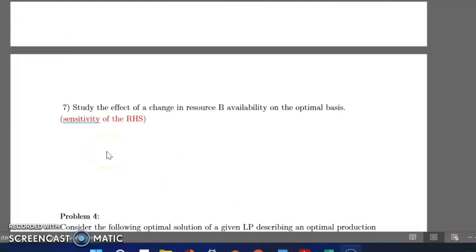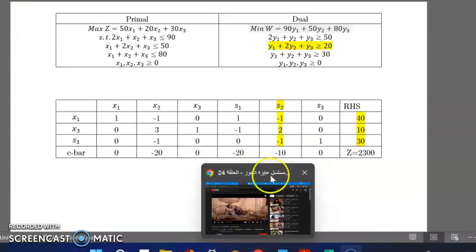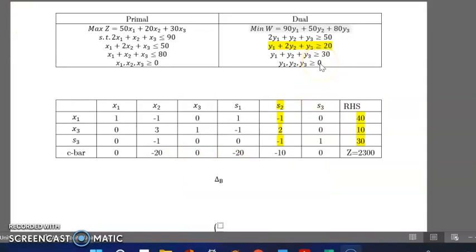Okay, now for the last question, we're going to study the effect of a change in resource B availability on the optimal basis. So I'm going to be calling the change to the availability in resource B delta B, and we're going to study its effect on the variables in the basis. So we know that for the basis to remain feasible, the values of the right hand side have to remain greater than or equal to 0.